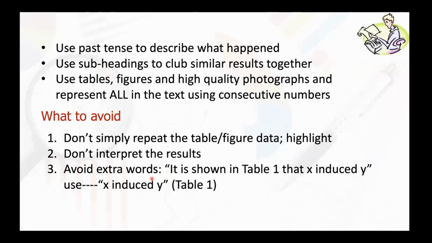For example, "it is shown in table 1 that X induced Y." It is not required. Just write simply X induced Y. Within brackets, you write table 1 or figure 1. So that is the style you have to adopt. This kind of extra words you have to avoid. Use simple sentences, and then explain, putting the table and figure inside the brackets. And everywhere it should be continuous also. For example, table numbers should be continuous, and whenever you mention a table in the text, there should be a table. When you mention a figure, there should be a figure correspondingly. These are the things the beginners should actually understand.